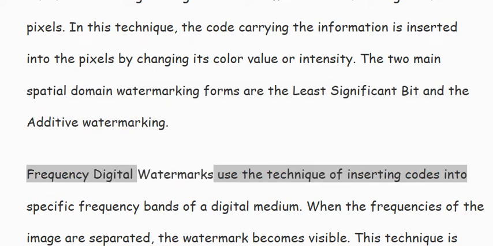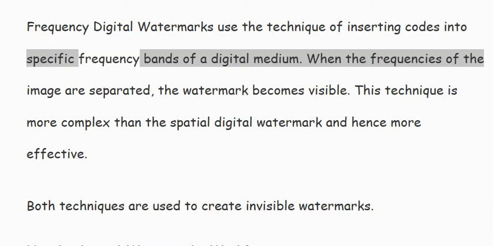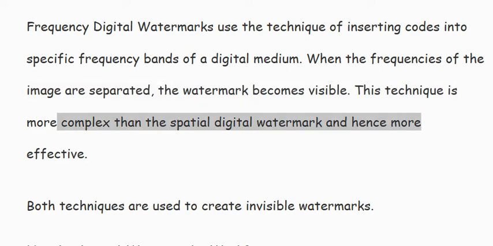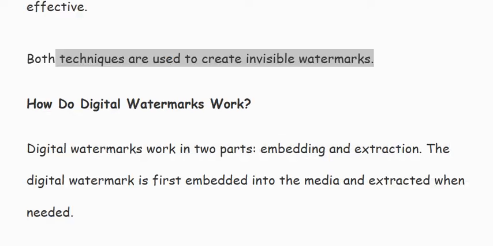Frequency digital watermarks use the technique of inserting codes into specific frequency bands of a digital medium. When the frequencies of the image are separated, the watermark becomes visible. This technique is more complex than the spatial digital watermark and hence more effective. Both techniques are used to create invisible watermarks.